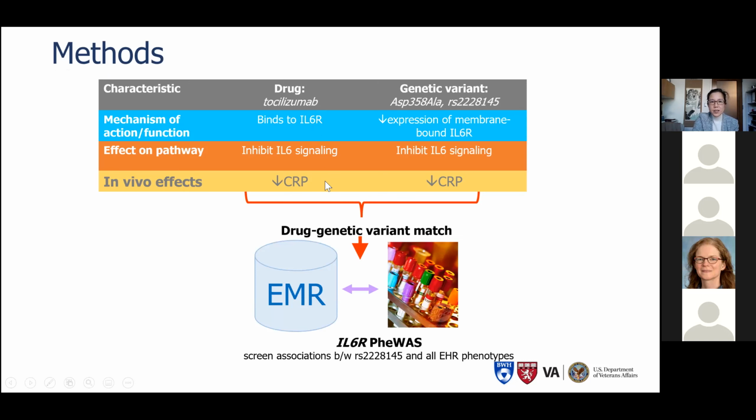And so just to summarize again, we have our drug tocilizumab, which binds to IL-6R and inhibits IL-6 signaling, and the in vivo effect in humans is the drop in CRP. For people carrying this genetic variant, they have a reduced expression of this membrane-bound IL-6R, which in the end inhibits IL-6 signaling and also drops their CRP. So kind of a match here. It's kind of my little checklist. Now you have this drug-genetic variant match, and now you have the EMR. We have, at the time, 300,000 veterans with genotypic data, and we can look at the association of people who have the variant versus those who don't, and the EHR phenotypes.